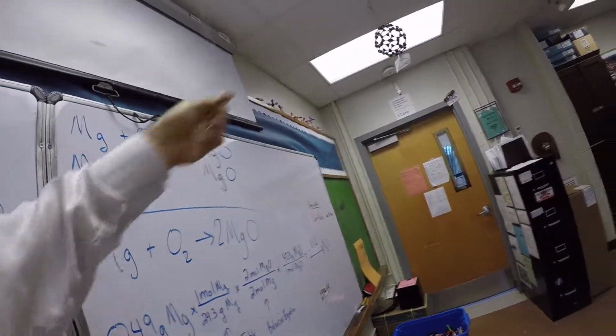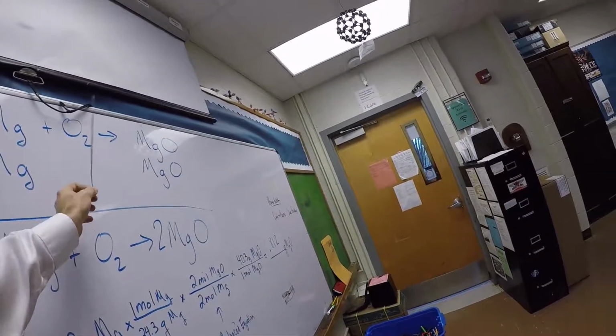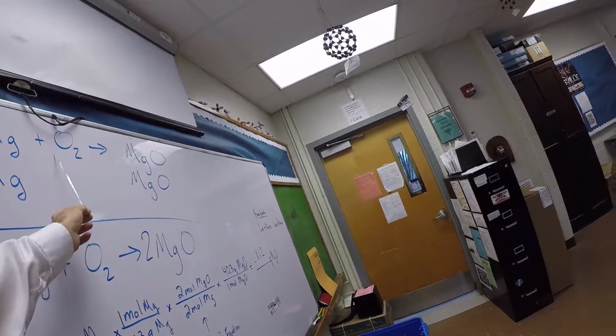Now over here, this is the balanced equation for it. Now we have our metal. This is magnesium reacting with oxygen. How much oxygen is in the atmosphere? You might know. Percentage? Raise your hand.